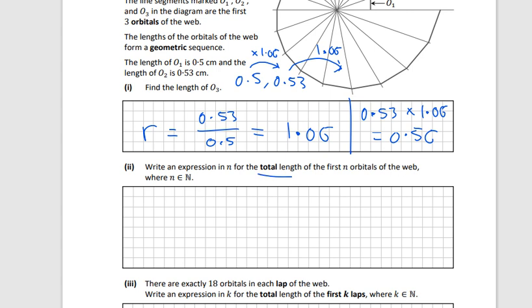And because it says total length here, we're going to use the Sn formula of a geometric sequence. We're going to use that formula: a times 1 minus r to the n, over 1 minus r. That's the Sn formula. And a is 0.5. r is our 1.06, and that's to the power of n. So write an expression for n, so we don't know what n is. Over 1 minus 1.06.